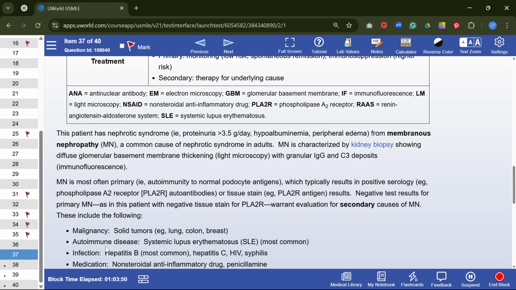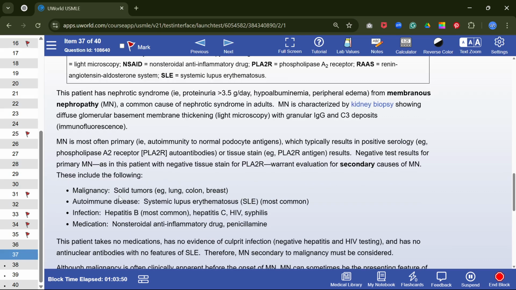Membranous nephropathy is often primary autoimmunity to a normal podocyte antigen, which typically results in positive serology, phospholipase A2 receptor autoantibodies, or tissue stain. Negative test results for primary membranous nephropathy, as in this patient with a negative tissue stain, warrant evaluation of secondary causes of membranous nephropathy.